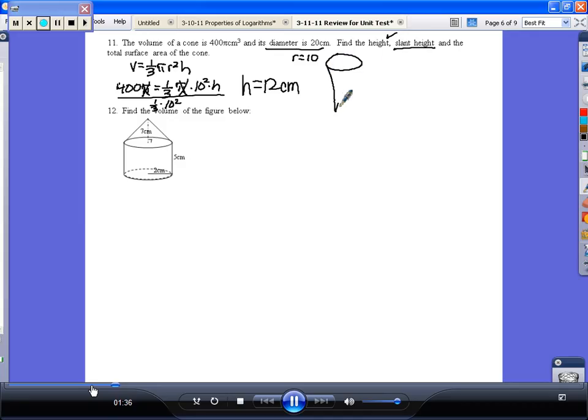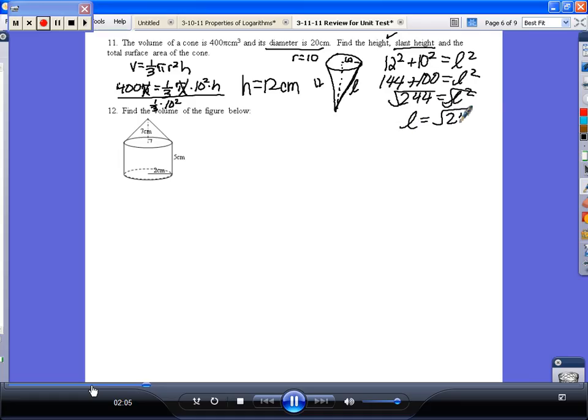Again, if I were to draw a picture of what this cone would look like, I already found my height as being 12. And now I also know that my radius is 10, so what kind of triangle? This is back to the first page. Right triangle, so use Pythagorean theorem. 12 squared plus 10 squared equals your slant height squared. So 144 plus 100 equals your slant height squared. 244 equals L squared. Take the square root of both sides. And L equals the square root of 244.